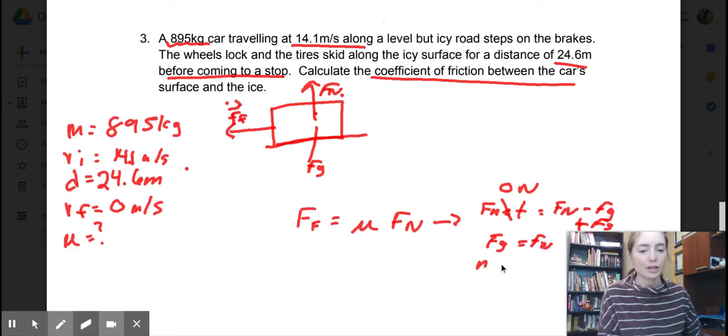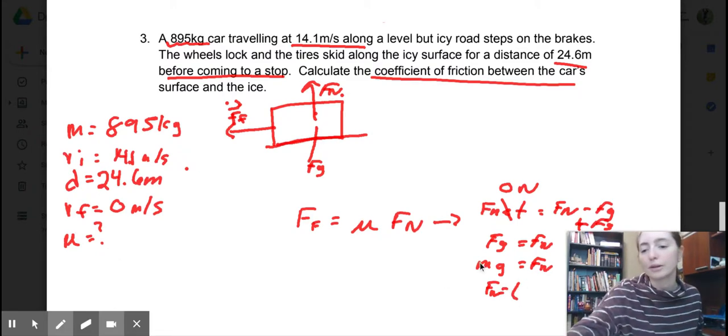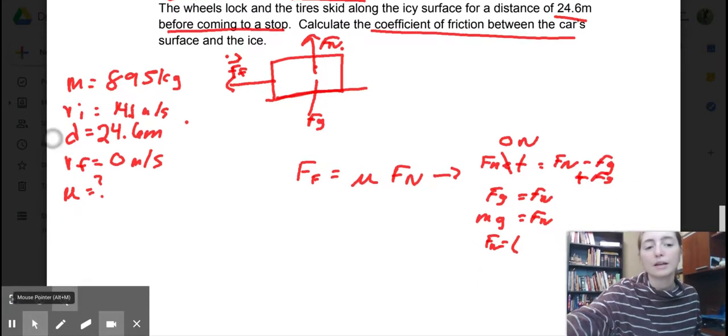And Fg is equal to mg. So that's my normal force. So my normal force is going to equal... I'm going to scroll down so I don't have to write on my face.